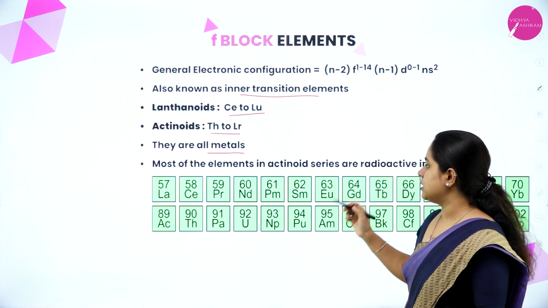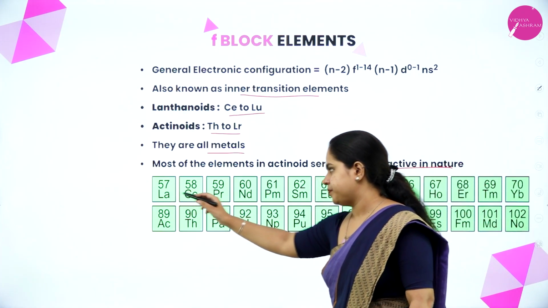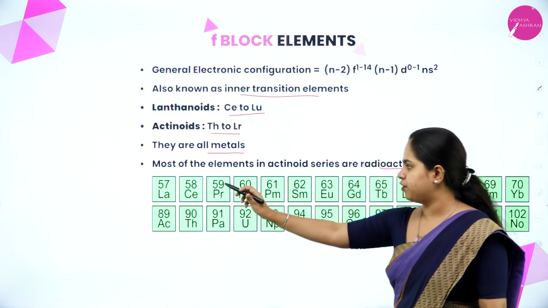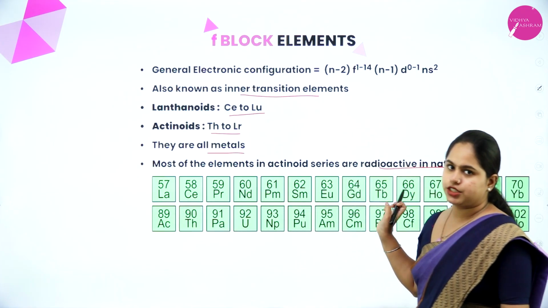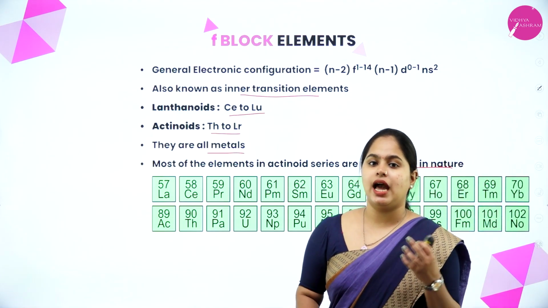And most of the elements in the actinoid series are radioactive in nature. So this is the lanthanoid series starting from lanthanum, and this is the actinoid series. So I hope it is clear. So this is about S, P, D and F block elements.